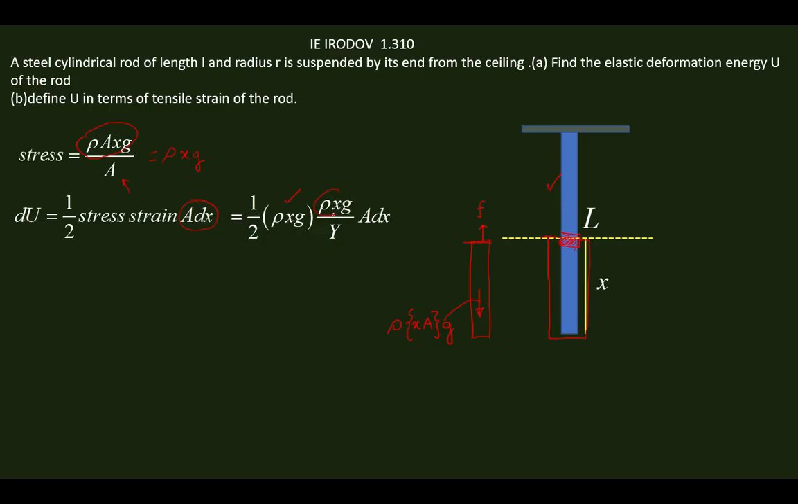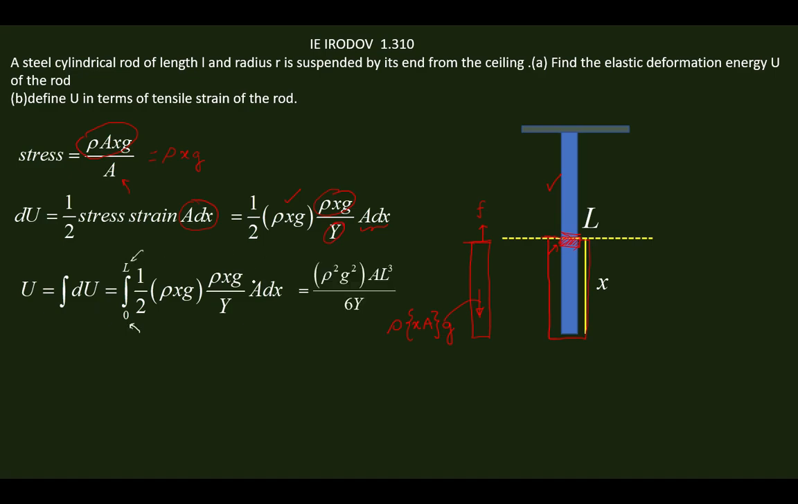This is rho x g. So half is stress. Strain is stress upon Young's modulus. This is strain into volume. So the volume of this part is A dx. So the total energy stored in this full rod is the integration of this dU. So it is simply integration from 0 to the total length L, which on solving we get this result. Area can be written as pi r square.